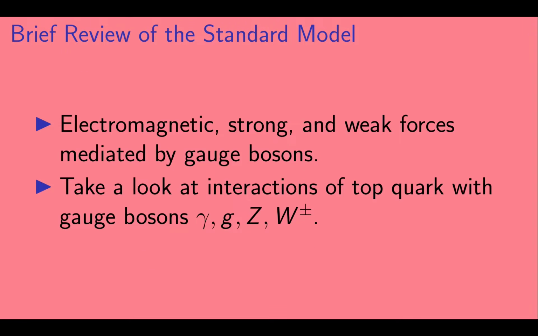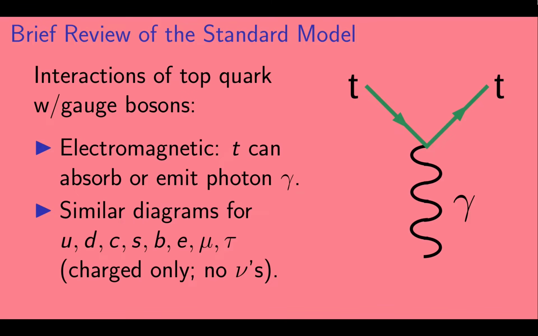Okay, as we said, the electromagnetic, strong, and weak forces are mediated by the gauge bosons. Let's look at how the top quark interacts with those gauge bosons. First, let's look at how the top quark behaves under the electromagnetic interaction. A top quark can absorb or emit a photon, denoted here as gamma. Similar diagrams also hold for all of the charged quarks and leptons, so the up, down, charm, strange, and bottom quarks, and the electron, muon, and tau. All the quarks and leptons except the neutrinos.